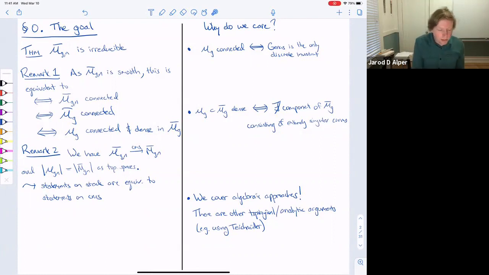All of these statements in remark 1 have been at the stack level, but we also have a coarse moduli space. Because these coarse moduli spaces identify the underlying topological spaces, and the very nature of these statements is topological, all these statements are equivalent to the corresponding statements on the coarse moduli space.